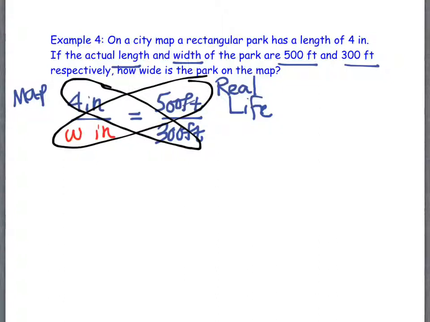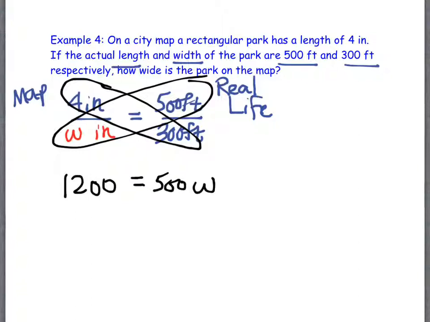Okay, so I have 4 times 300. What is that? 1,200. You don't need to worry about the feet and the inches. It all lined up. It's all working out, right? Okay, in the end, I know that the answer is going to be W and it's going to be in inches. So we can ignore all the units in the middle. Set them up in there originally, though, to make sure that you're not lining things up improperly. The other one is 500W.